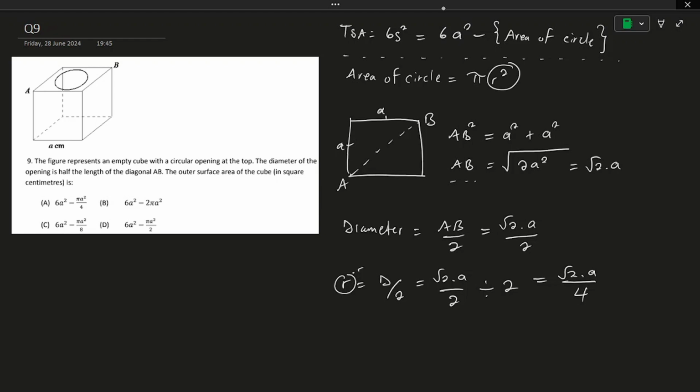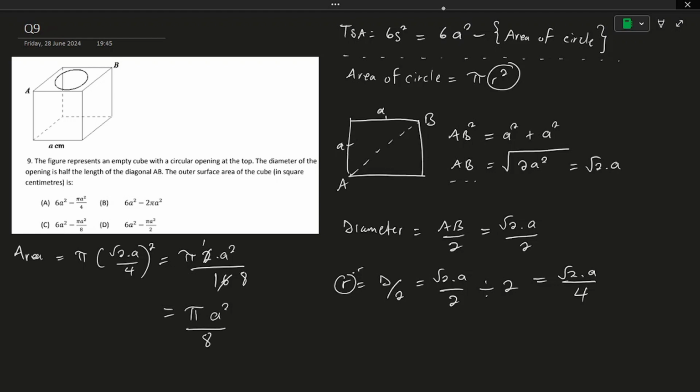So now to finalize this, we can say area is pi. What is our r? Our r is root 2A divided by 4, squared, which simplifies to pi. Root 2 squared is just 2. A squared is A squared, and we divide this by 4 squared, which is 16. So 2 goes once into 2 and it goes 8 times into 16, which means the area of the circle is simply pi a squared divided by 8.